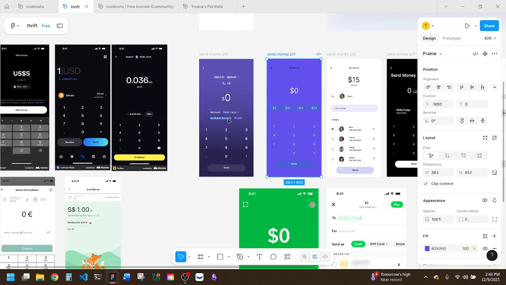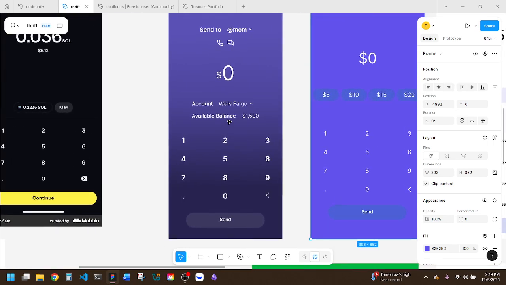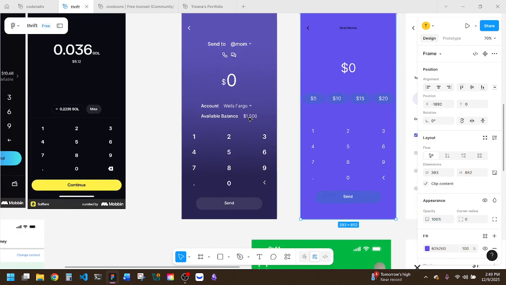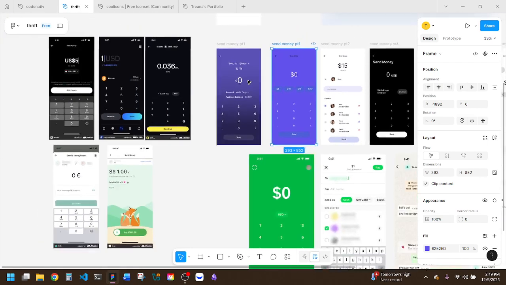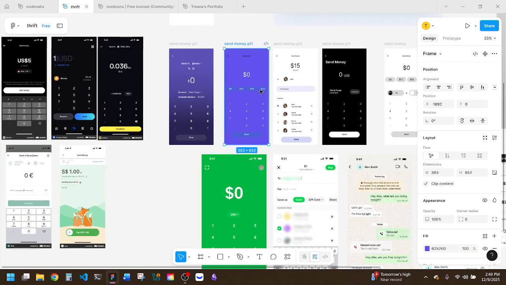The only thing with the available balance, it doesn't show you how much you have available in the Wells Fargo account to send, but it shows you how much money you have up until a point you can buy crypto with. So for this one, I kind of want to have it where somehow it knows what's the available balance from said account to send to said person. So that's what I'm working on right now.